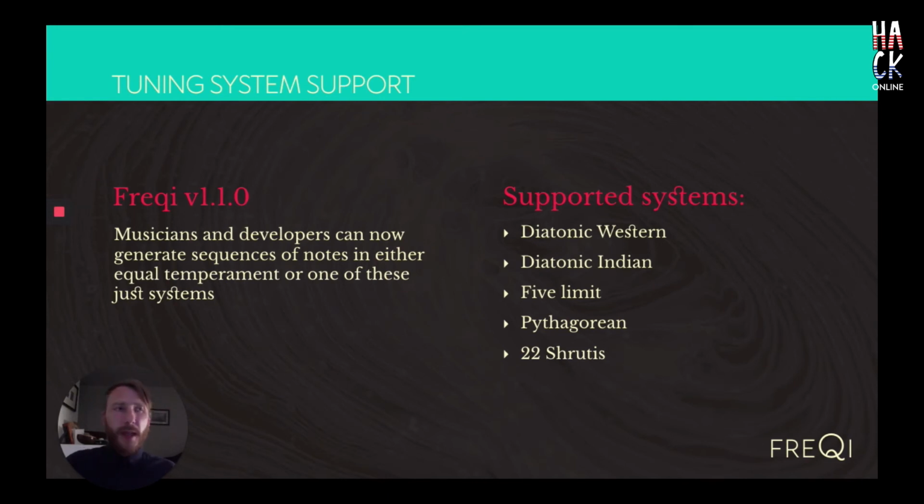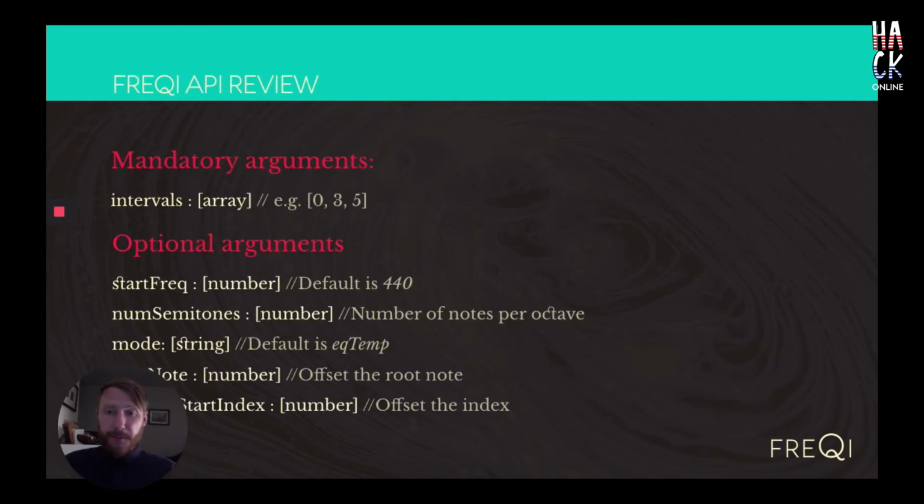So in version 1.1, which I only released fairly recently, developers and musicians who are interested in playing with this can now generate sequences of notes in either equal temperament, which is what it supported for most of its lifetime, or now one of these just systems. I have taken all of the ratios that are in those systems, put them into arrays, and use them in some functions I wrote, which are going to calculate all the notes for you that you could possibly want in any octave. So just a quick look at the Freqi API.